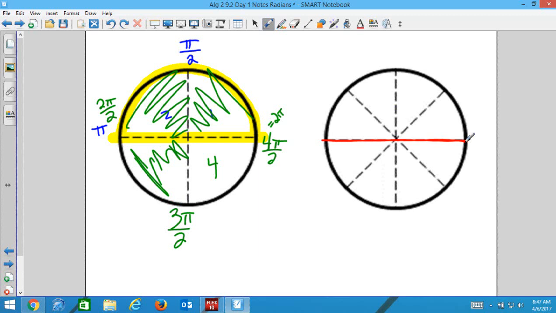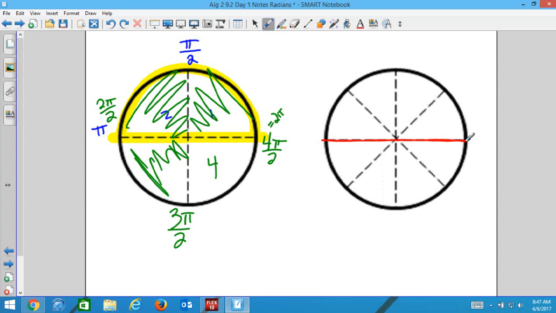When I divide this into halves, the top half is how much? Pi. I don't see everybody answering, so I don't think everybody knows yet. The top half is how much? Pi. Okay, it's very important that you know that.